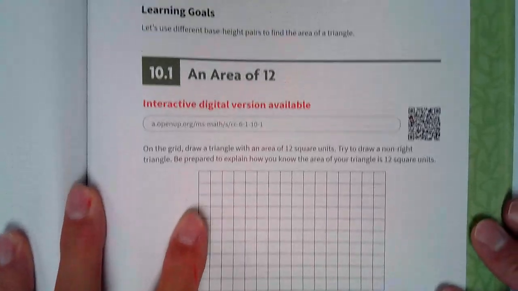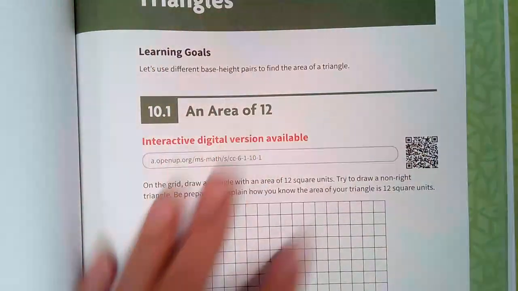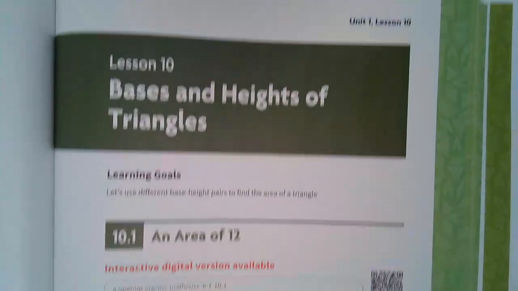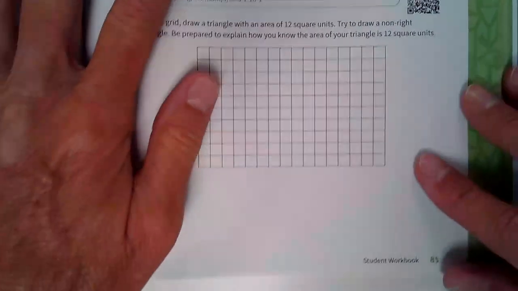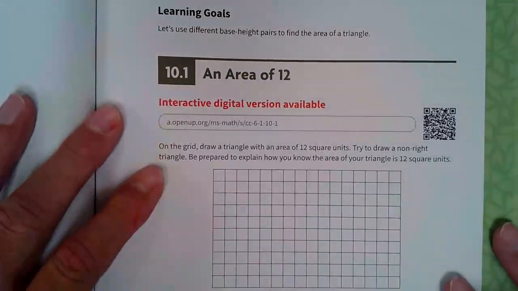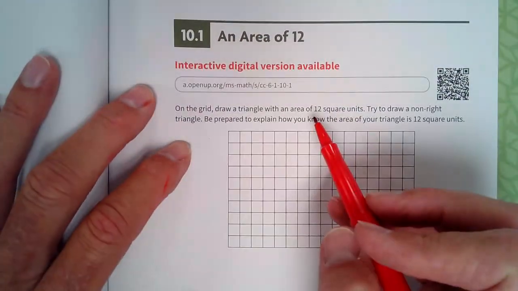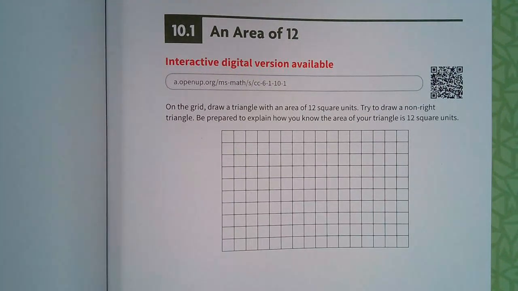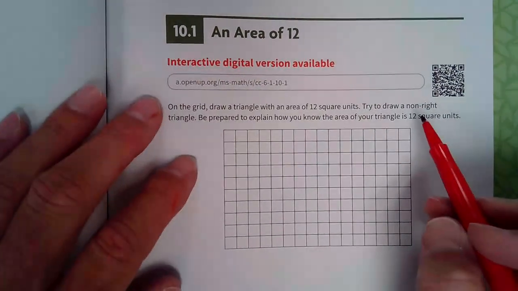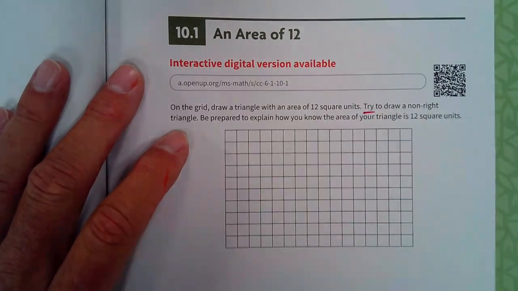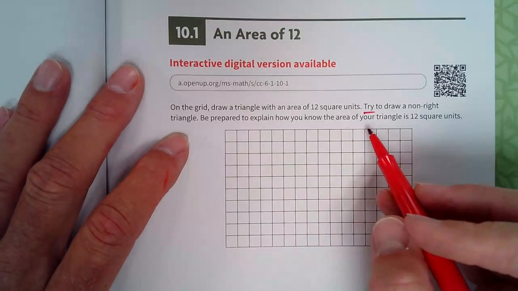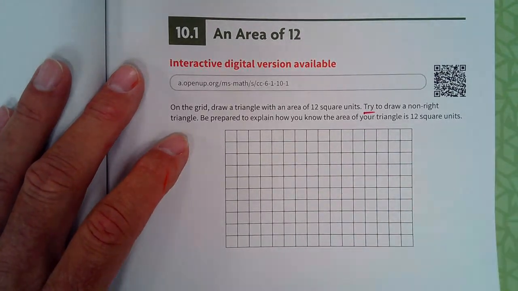Okay, sixth grade. So this is Unit 1, Lesson 10. And looks like it's page 85. Here we go. It says on the grid, draw a triangle with an area of 12 square units. Try to draw a non-right triangle. It says try. You don't have to. Be prepared to explain how you know the area of your triangle is 12 square units.